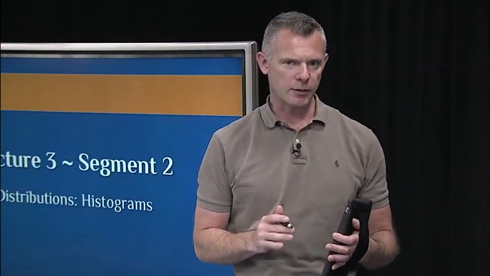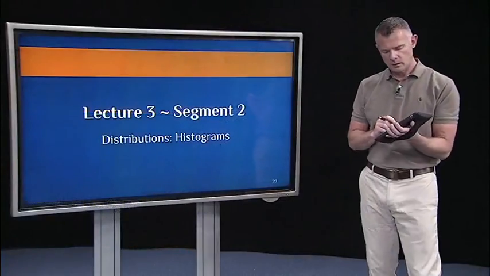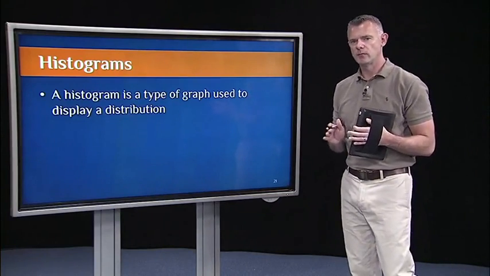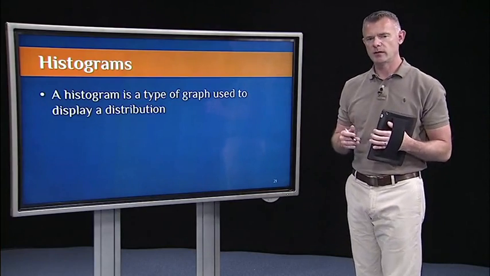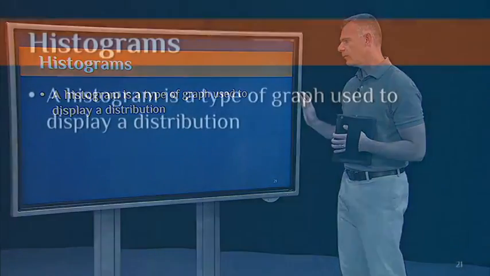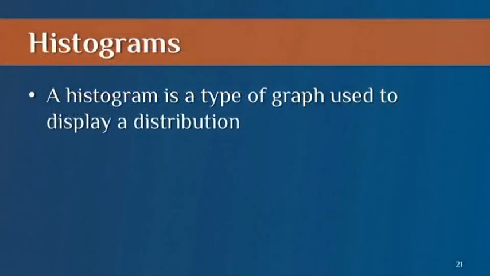Hi, welcome back. We're up to Lecture 3, Segment 2. And in this segment, we're going to talk about distributions, and we'll look at distributions in graphs called histograms. So a histogram is one of the simplest graphs that we use in statistics, but they're very useful and very informative. It's just a type of graph used to display a distribution.